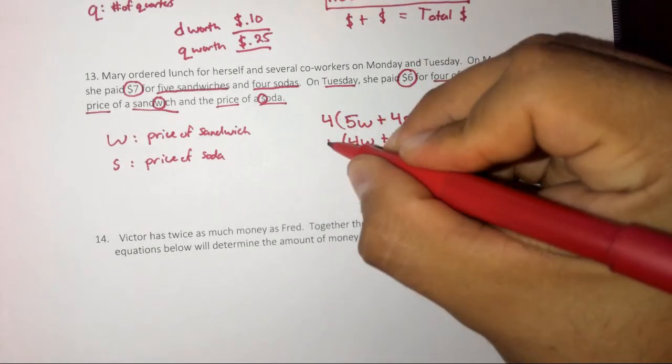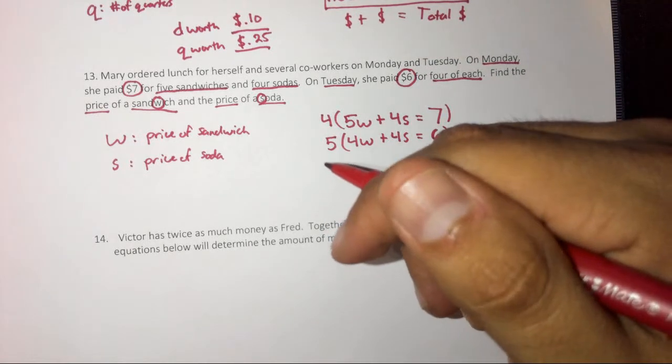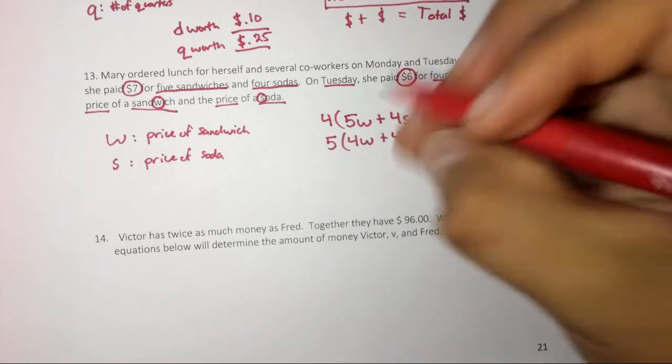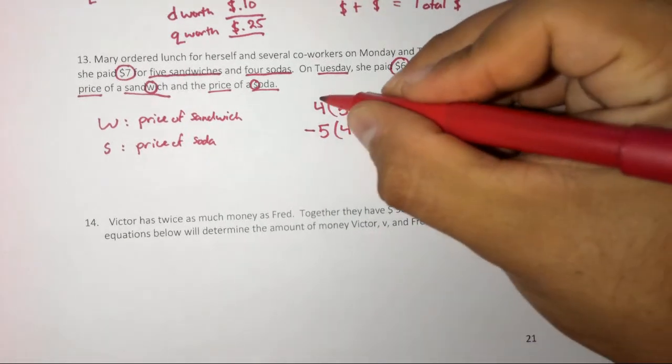I'm going to put the 5 in front of this one, and I'm going to change the sign of one of them. It doesn't matter which one you change the sign of, just make sure that you change the sign of one. So I'm going to make the 5 into a negative. Okay. Now we just multiply.